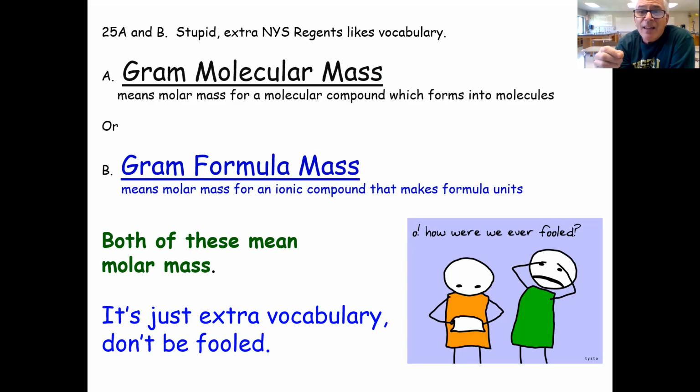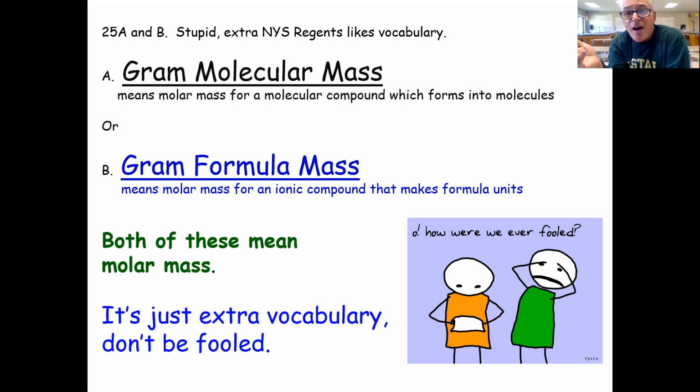Now, if you have a molecular compound like carbon dioxide that has no metals in it, or water, or octane, gasoline, you could have a molar mass of a molecular compound, or you could have what's called the gram molecular mass. How many grams would be the molar mass of a molecular compound.